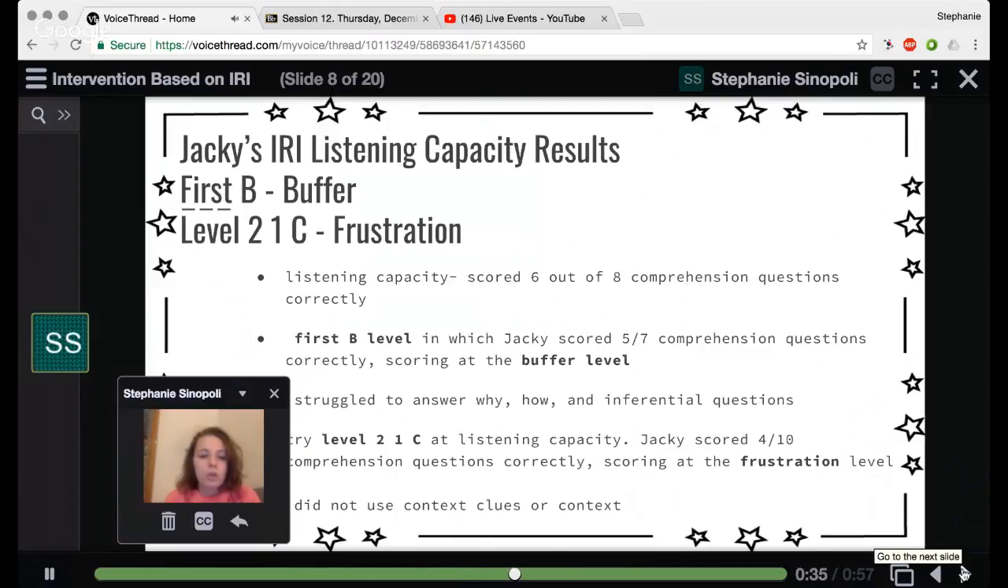Also, Jackie then tried level 2-1C at listening capacity because she was not frustrated and seemed eager to read on. Jackie scored 4 out of 10 comprehension questions correctly, and she scored at the frustration level. However, Jackie did not use context clues or reading from meaning to go back and see if the words she used made sense in the sentence.